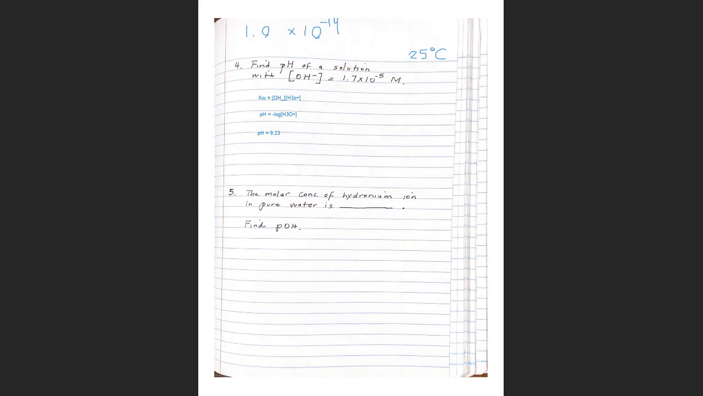And so now, problem 5 is probably pretty simple. I don't think we need to go over that one. That would just be 1 times 10 to the negative 7, and therefore the pOH and the pH would just be 7. So that's just a neutral, pure water thing. Agreed. All right, so let's skip that.